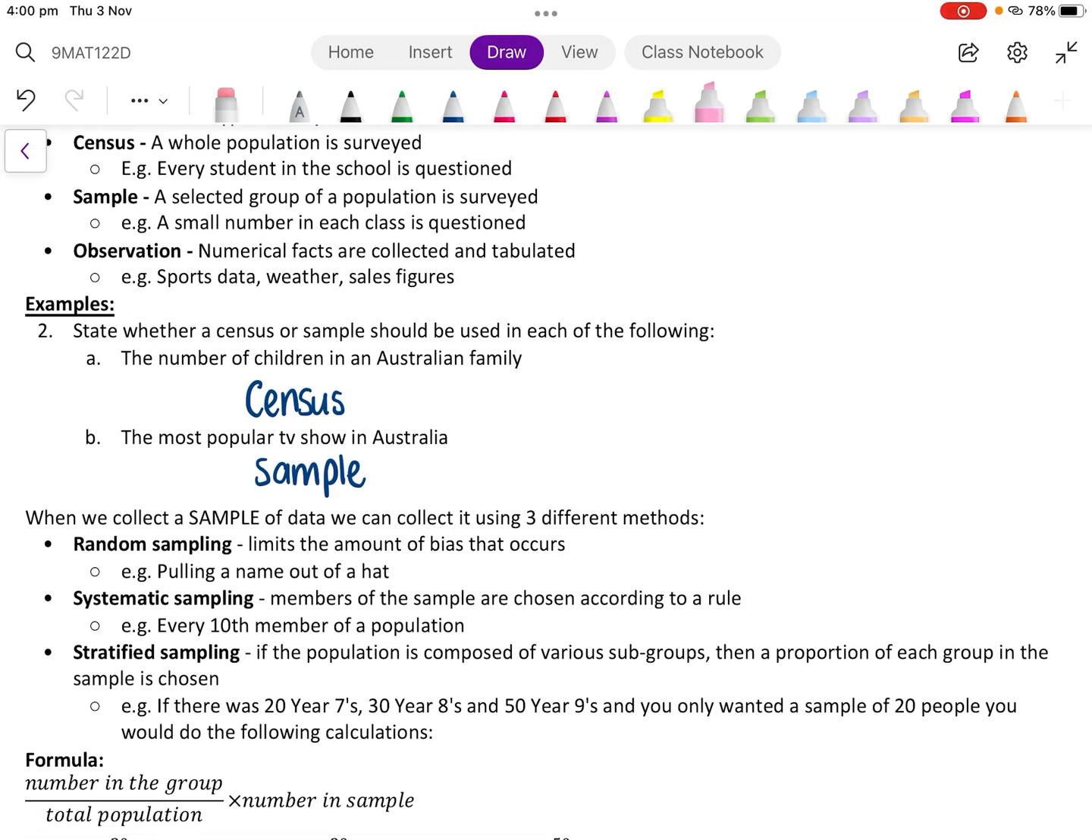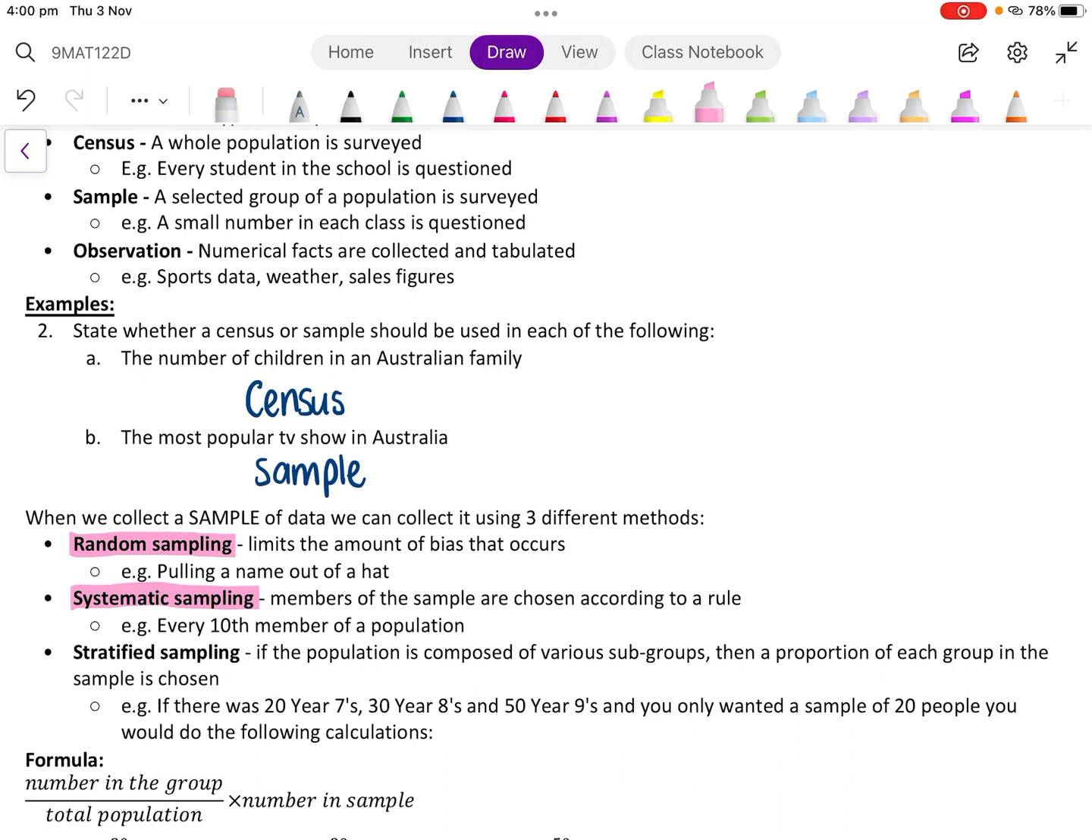When we collect a sample of data, we can collect it using three different methods. So these methods are random sampling, which means we limit the amount of bias that occurs. An example of random sampling is pulling a name out of a hat. Systematic sampling. Members of the sample are chosen according to a rule, such as every 10th member of a population. So if I looked at the roll, I could pick every second person in the class, every third person in the class, and that is a systematic way of sampling and asking questions of a sample.